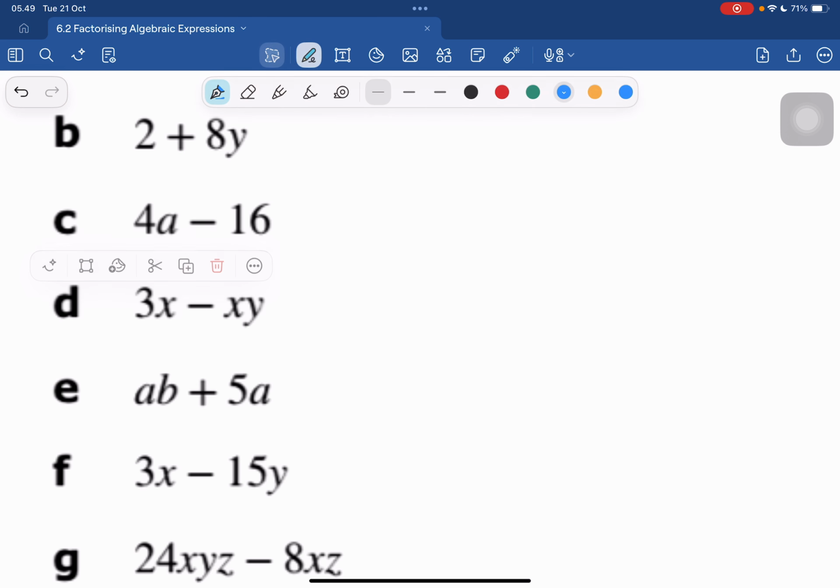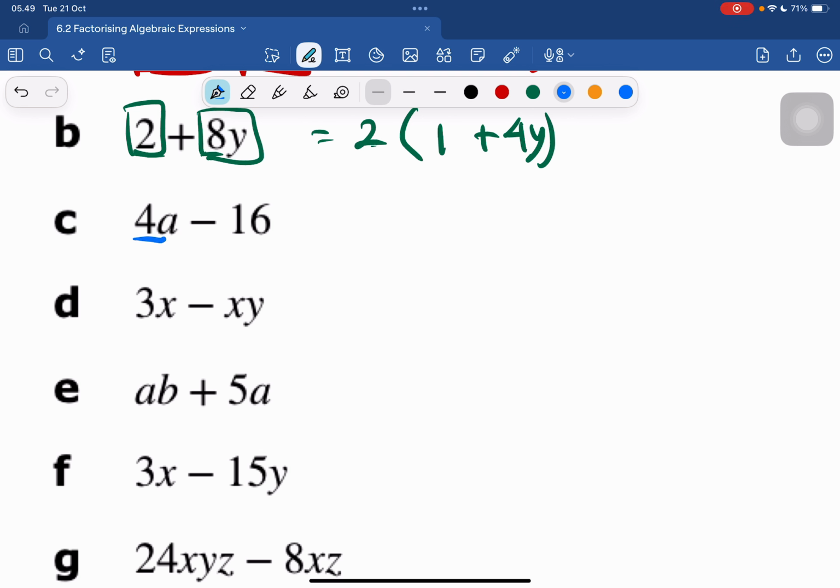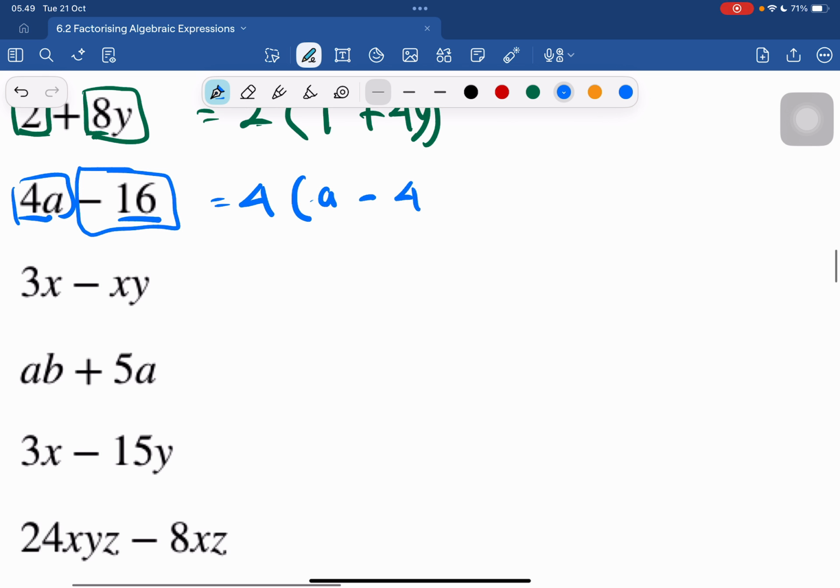4a and 16. There is no common letter, the number is 4. So we bracket: 4 times what number makes 4a? It is a. And then we've got negative. 4 times what number makes negative 16? So this is negative 4.